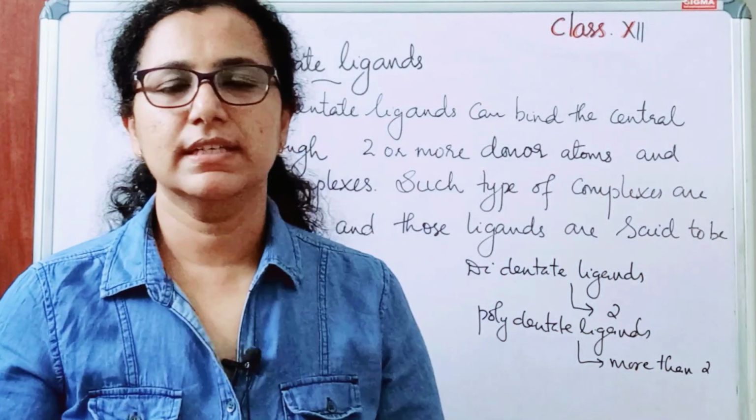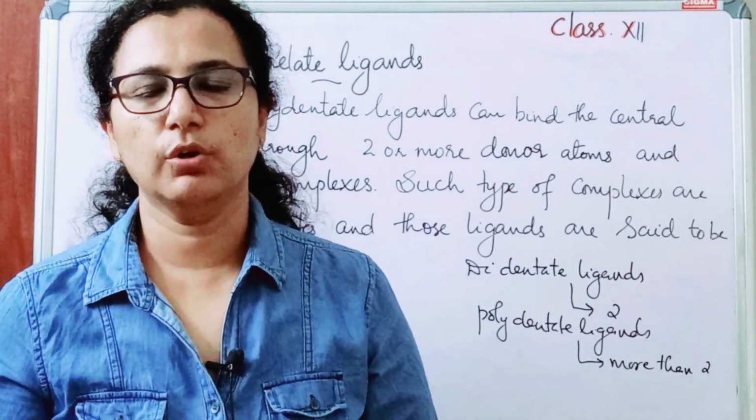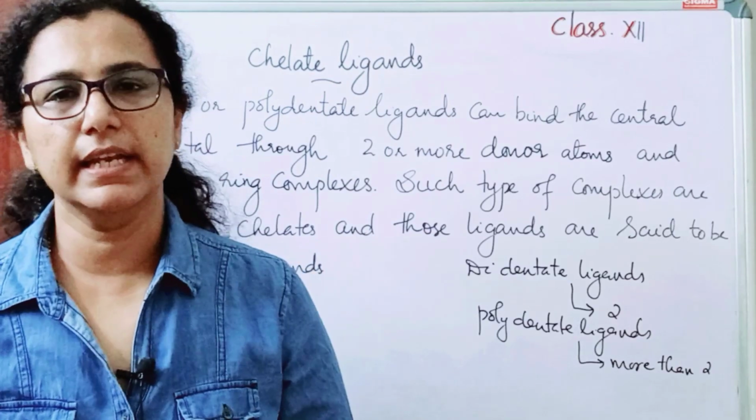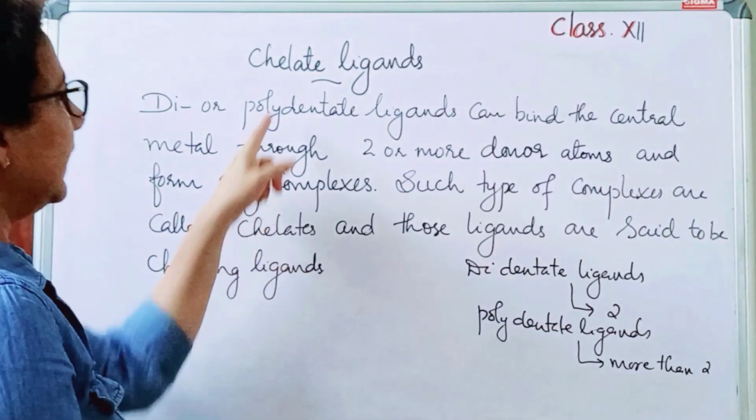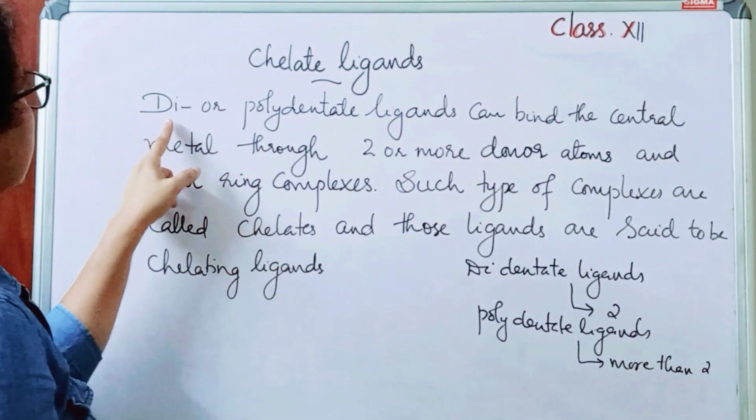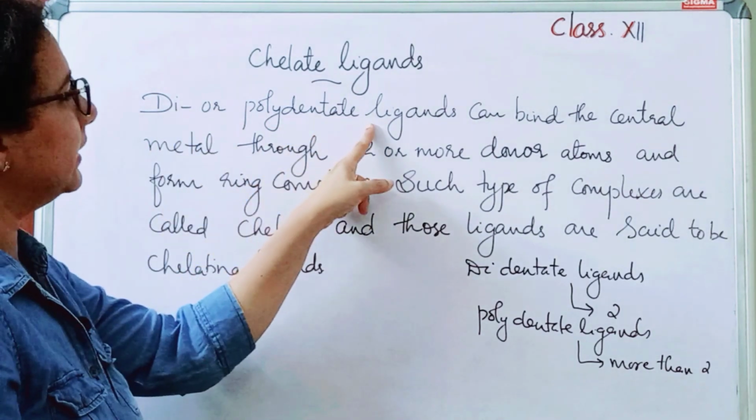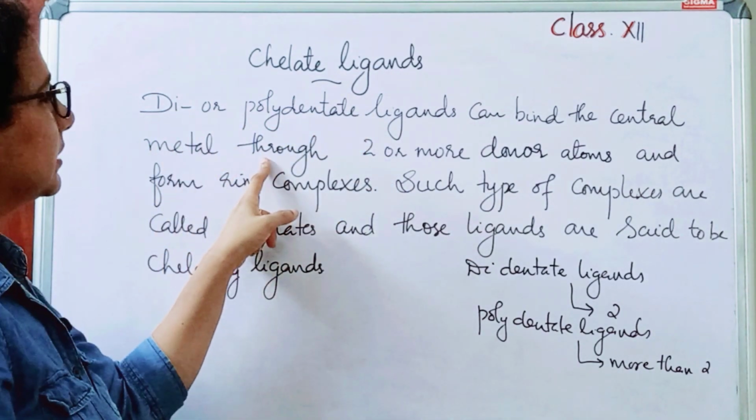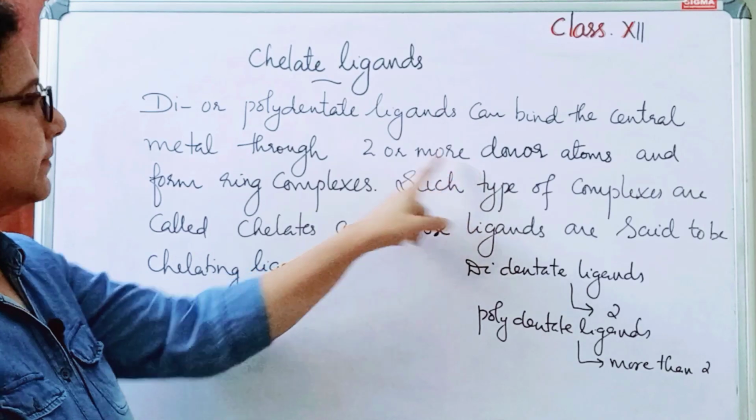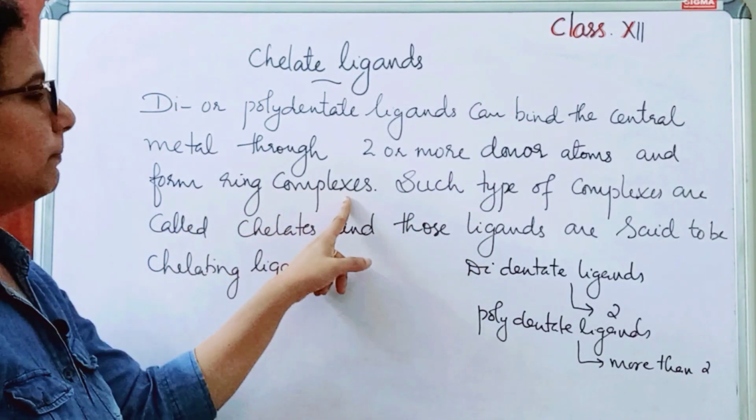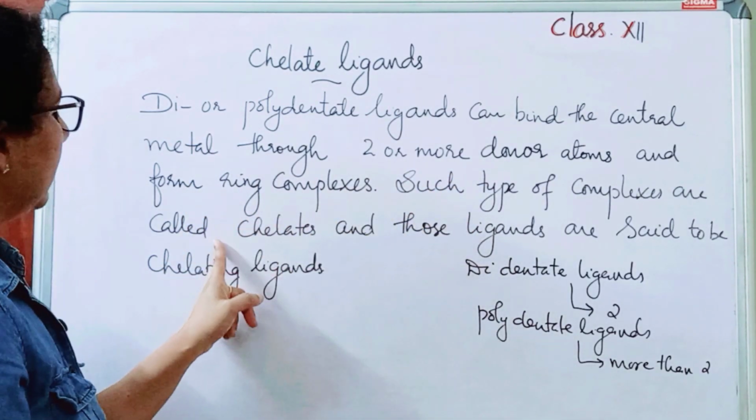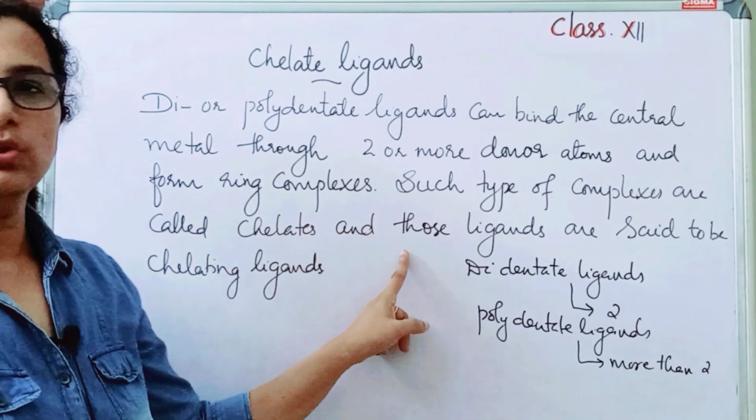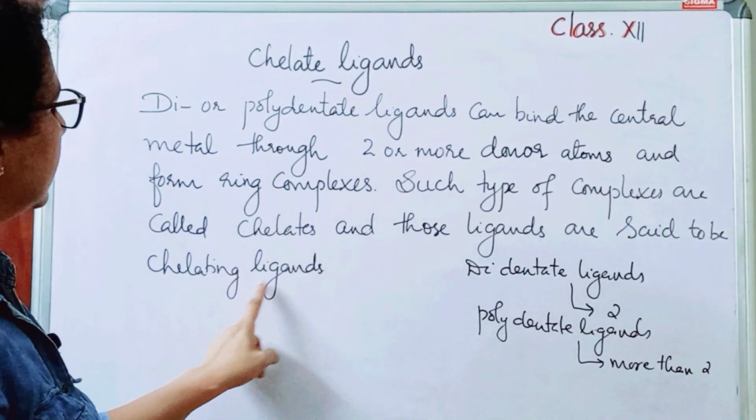Hello students, let's learn an important term used in coordination chemistry, that is chelate ligands. So what are chelate ligands? The definition is: di or polydentate ligands that can bind the central metal through two or more donor atoms and form ring complexes. Such complexes are called chelates, and those ligands are said to be chelating ligands.